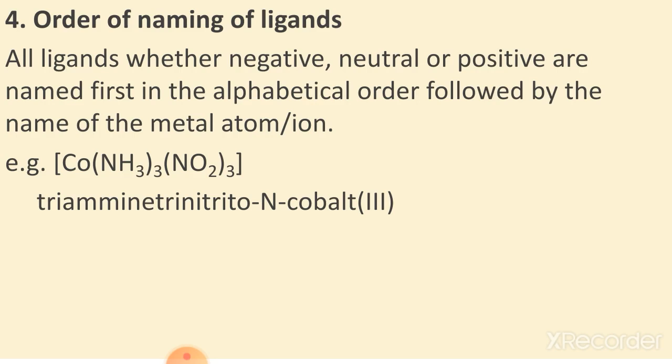Now you have to write the name of this complex. Here NH3 is known as ammine and NO2 is known as nitrito-N. So look at the alphabetical order. First comes ammine, A, then nitrito. So that's why we write the name of ammine first. Now ammonia is 3 times, so we write tri. Here you have to see the alphabetical order from the names of the ligands. So triammine, then trinitrito, and cobalt(III) is the name of this complex. In this way you can write the name of the complex.